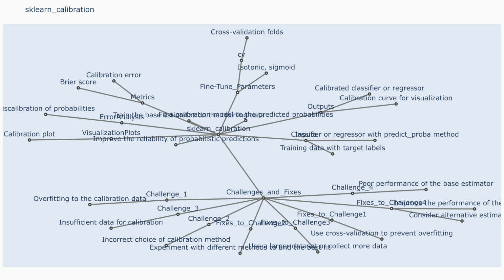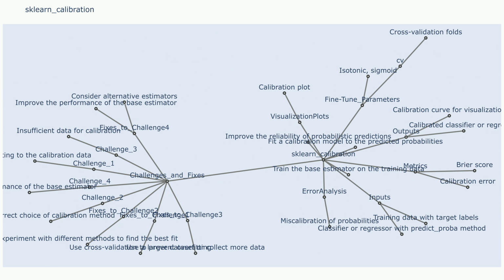Visualization plots. Visualization plot 1. Explain in detail. Calibration plots. These plots are essential for visually assessing calibration. They depict the relationship between the predicted probabilities and the observed frequencies of the events. A well-calibrated model would have points close to the diagonal line, indicating that the model's predictions align with the true probabilities.